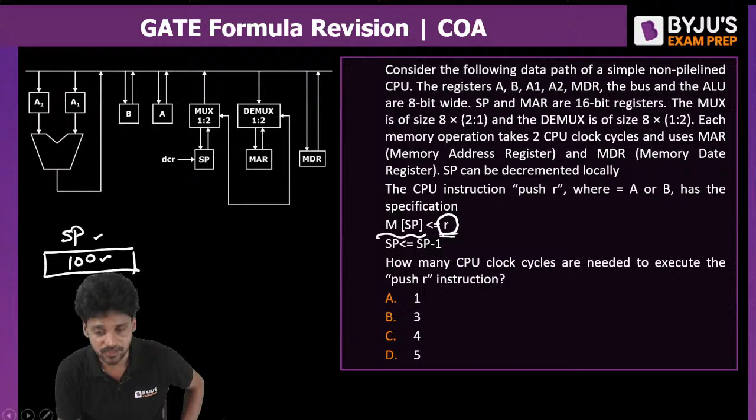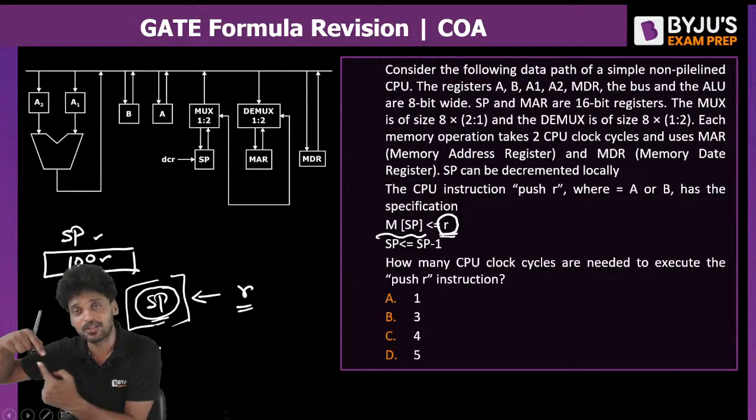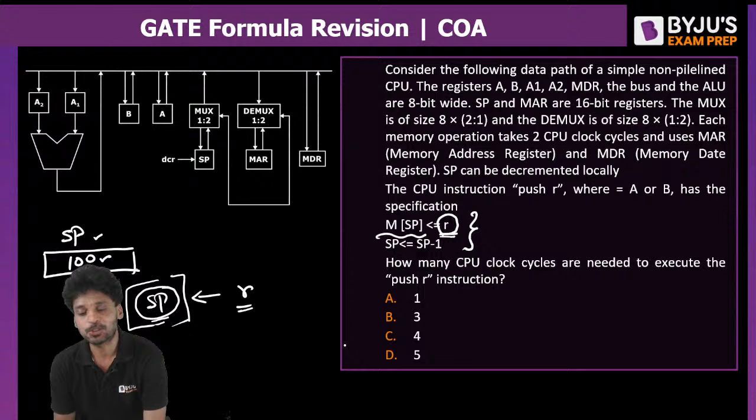R is equal to SP. If I say R gets transferred to SP, the value of R will get transferred to the stack pointer. If I say R gets transferred to memory of SP, SP now is holding a memory address. Taking that address, we need to go to the main memory, and in that main memory location, the contents of R will get transferred. Am I clear?